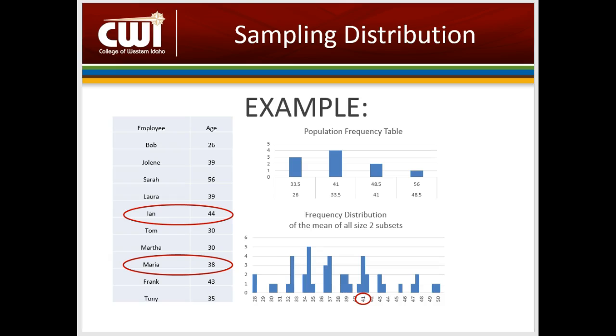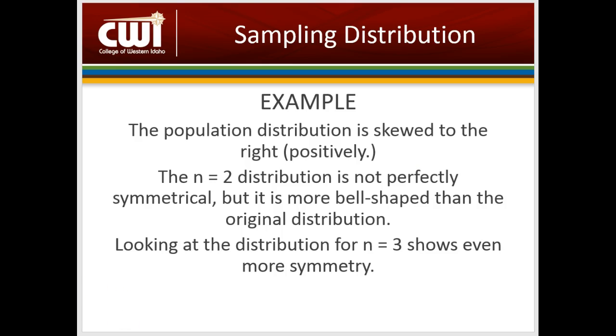Notice our sample of Ian and Maria. The mean of the sample is also marked on the sampling distribution. The n equals 2 sampling distribution is not perfectly symmetrical or perfectly bell-shaped, but it is closer to a normal distribution than the population. How about n equals 3?